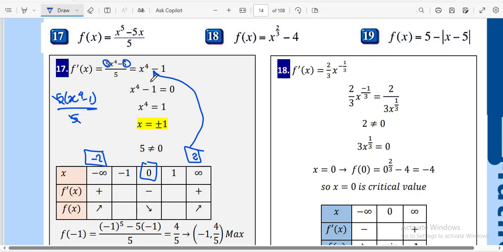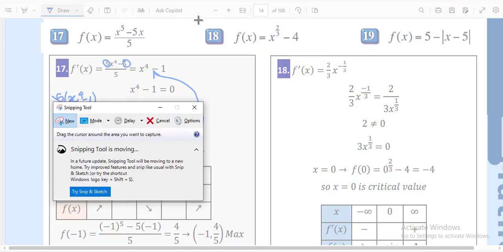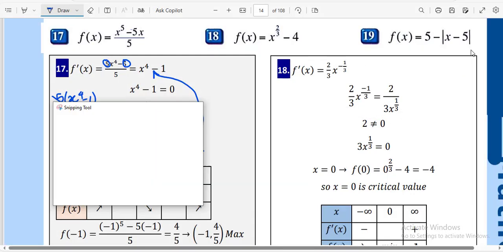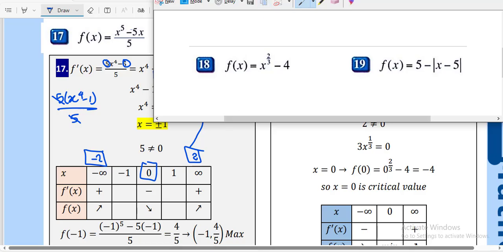Everything is set. Now question 19 and 18 as well. 18 is a very good question as well. Let's do them. 18, 19, take them to the operating room and we'll operate on them.